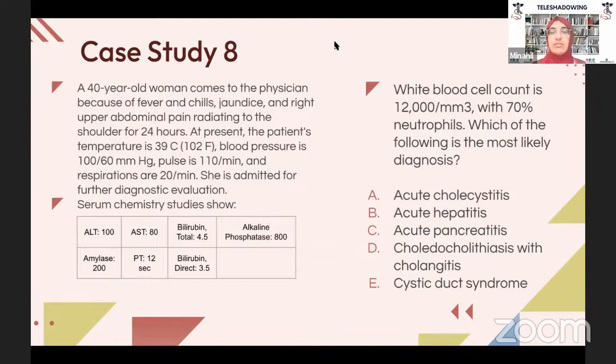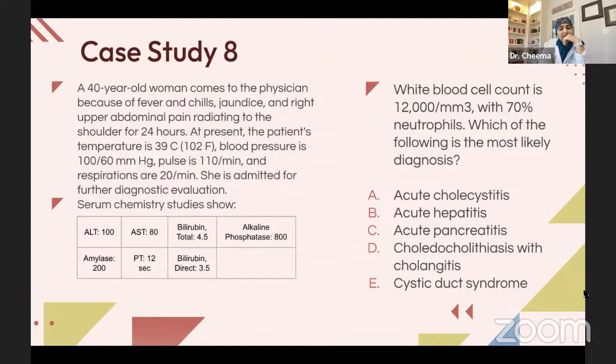White blood cell count is 12,000 with 70% neutrophils. Which of the following is the most likely diagnosis? A. Acute cholecystitis, B. Acute hepatitis, C. Acute pancreatitis, D. Cholelithiasis with cholangitis, or E. Cystic duct syndrome. Good.